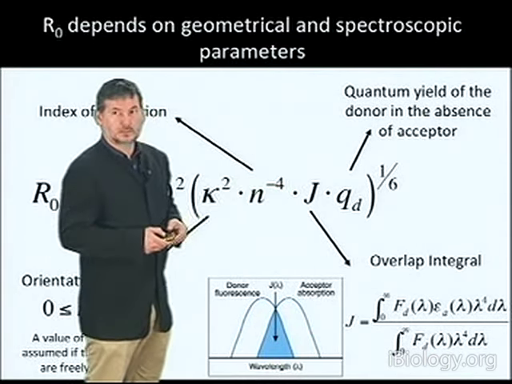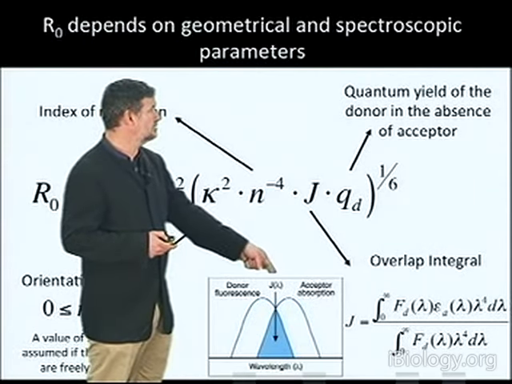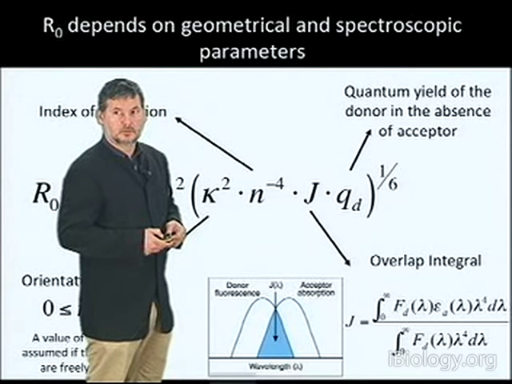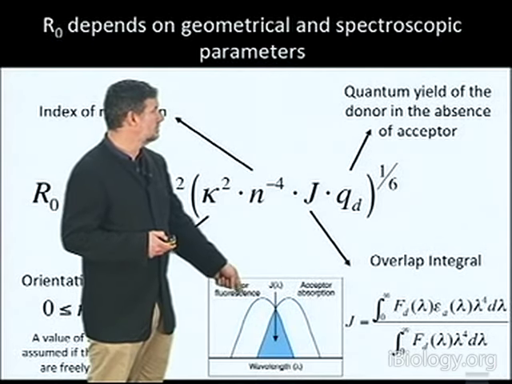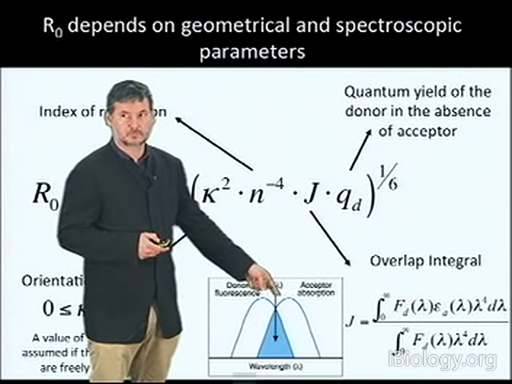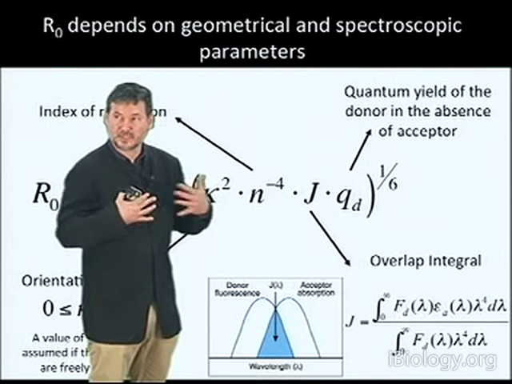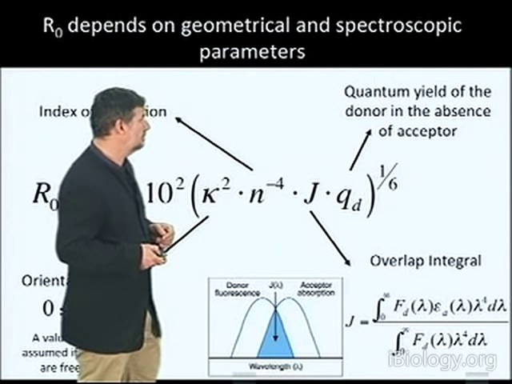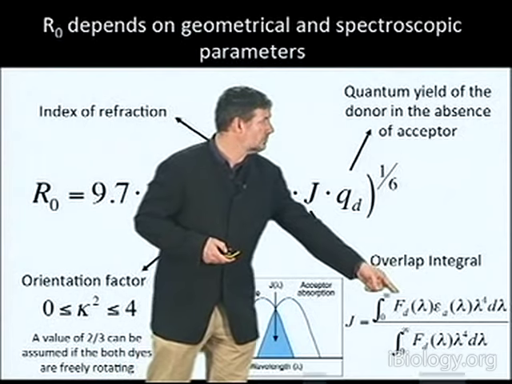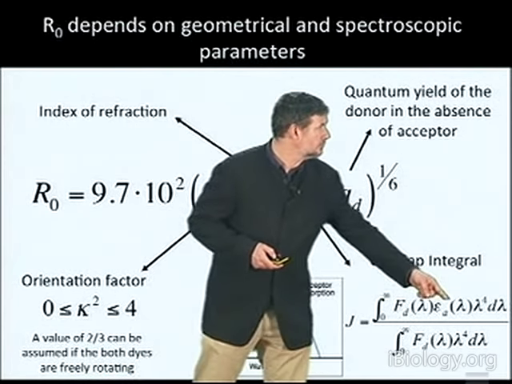This factor over here is the overlap integral, which represents the resonance principle, which is the overlap between the emission of the donor and the absorption of the acceptor. It says how much the energy levels are actually matched. The more they're matched, the better you get the transfer. And it's defined by this integral shown over here, which shows again the fluorescence emission spectrum and the absorption spectrum.